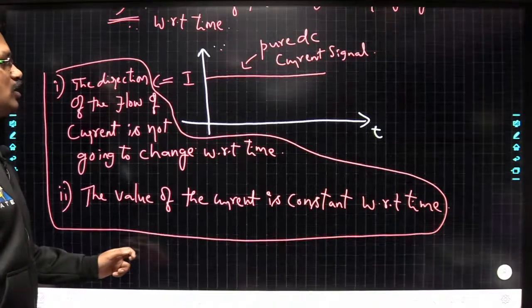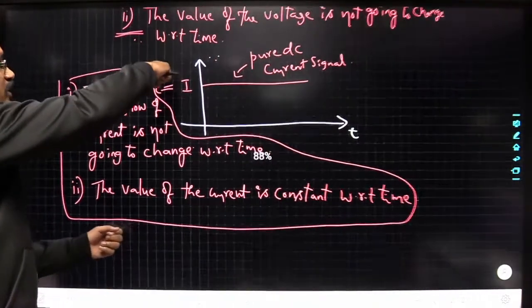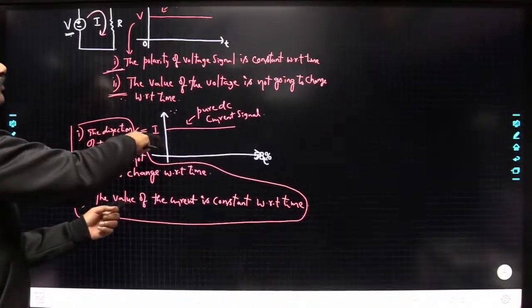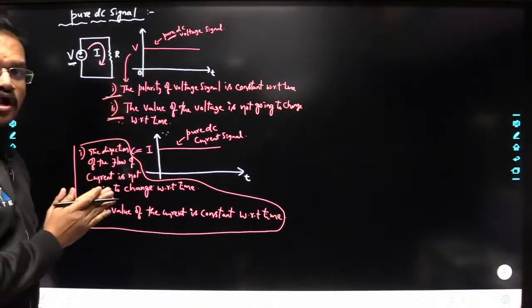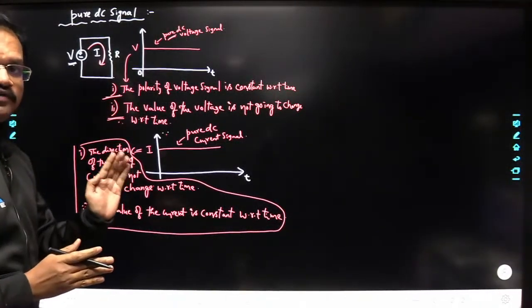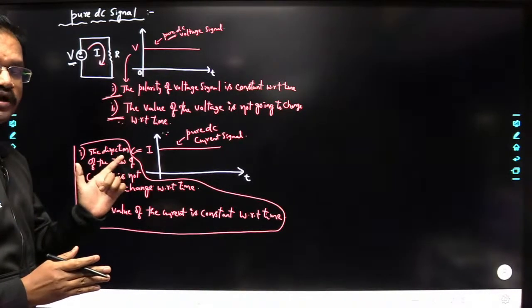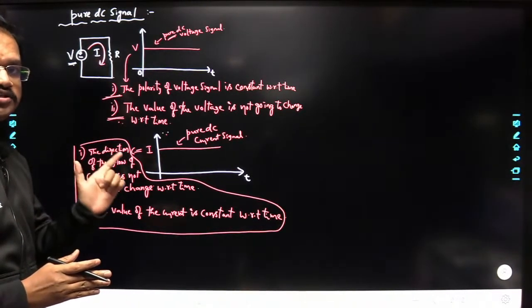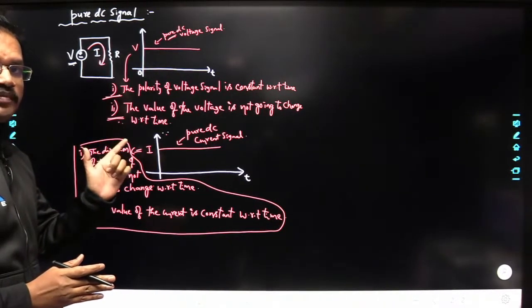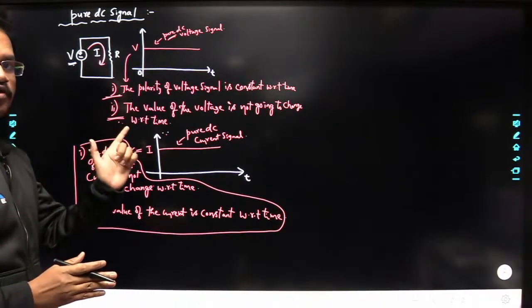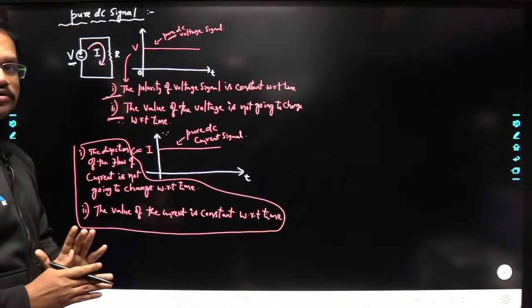So what do you mean by a pure DC voltage signal, and what do you mean by a pure AC voltage signal here? A pure DC voltage signal is not going to change its polarity with respect to time, and it is going to maintain the same value of the voltage throughout the time.